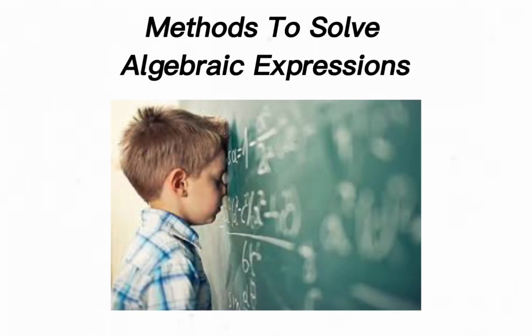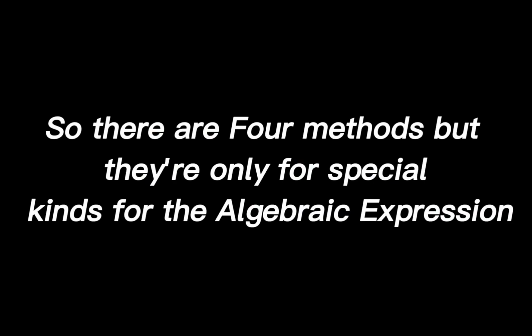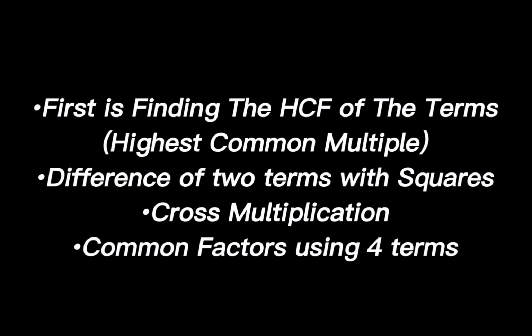Methods to factorize algebraic expressions. There are 4 methods, but they're only for special kinds of algebraic expressions. First is finding the HCF of the terms, highest common factor. Second, difference of two squares. Third, cross multiplication. Fourth, common factors using 4 terms. Finding HCF in both terms.